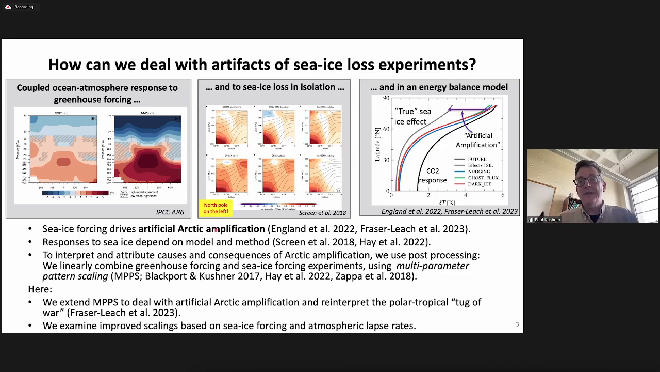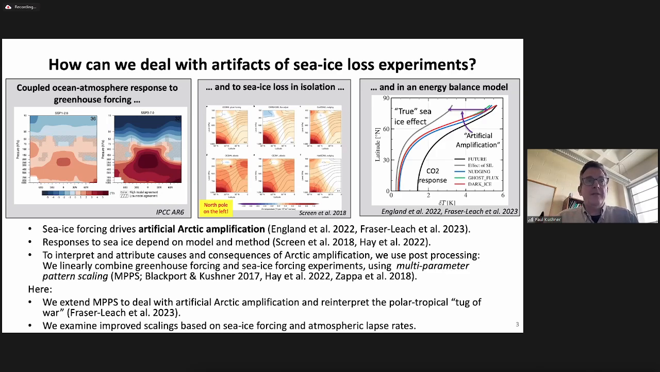And we had to study this a while, but we were able to reproduce it and look at it in some detail. What we also learn is that as you do more of this kind of work, the responses to sea ice really do depend on the model and on the method. That's one of the reasons we use many models to study it. So what we've been trying to do is use post-processing to understand better what's going on in these simulations.